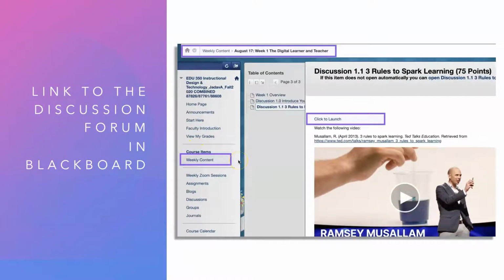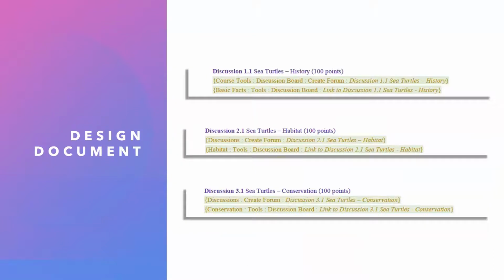We also link to the discussion. So this is the link to the discussion, which we can set up within the content area. So for example, here, this is the weekly content for week 1 learning module. And there are 3 components there. And the third one, when the student clicks on it, it will show the discussion. But to participate in the discussion, the student needs to click to launch. So in our course on sea turtles, there are 3 discussions, 1 for each week.